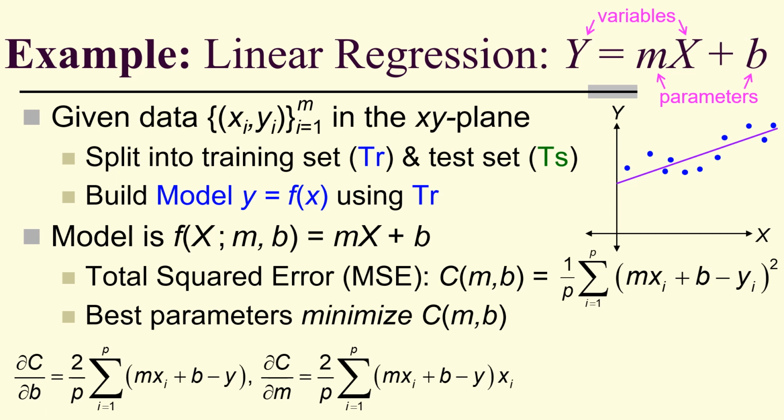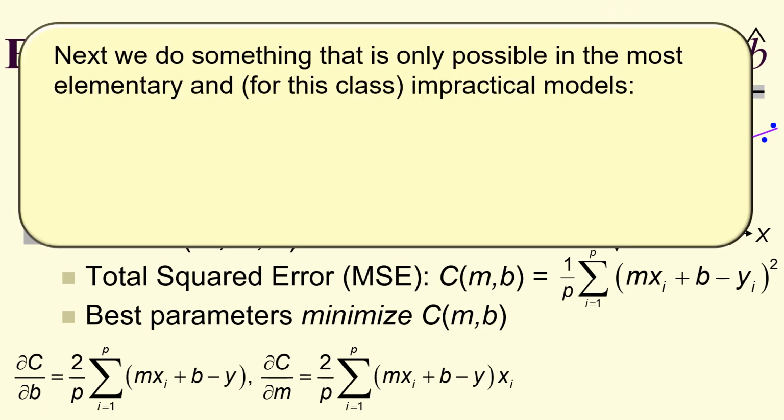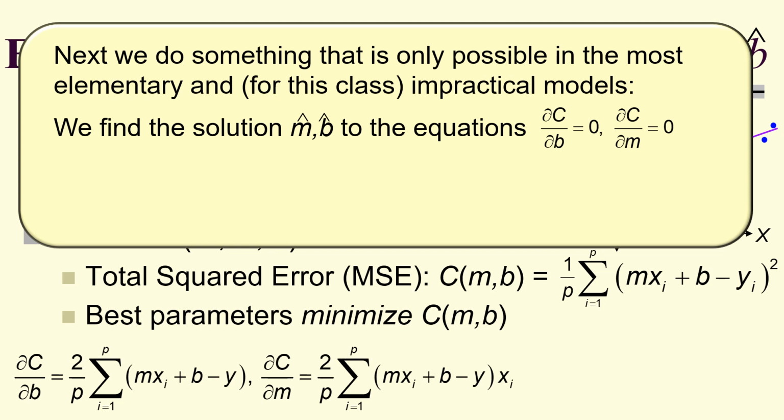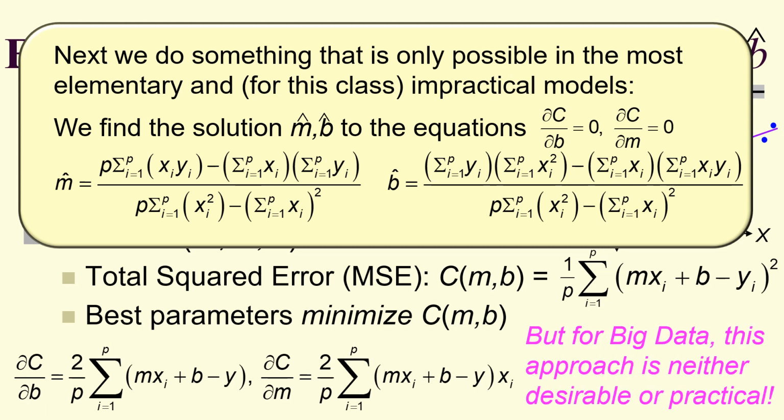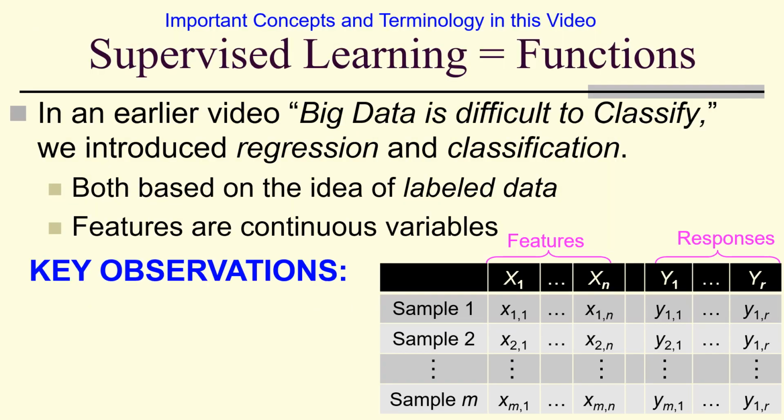We can take partial derivatives: the partial of c with respect to parameter b, the partial of c with respect to parameter m. And now we can do something that is only possible in the most elementary and impractical models, at least in this class. We can find the solution to the equations, the partial of c with respect to b equals 0, the partial of c with respect to m equals 0. And here they are. But for big data, this approach is neither desirable nor practical.